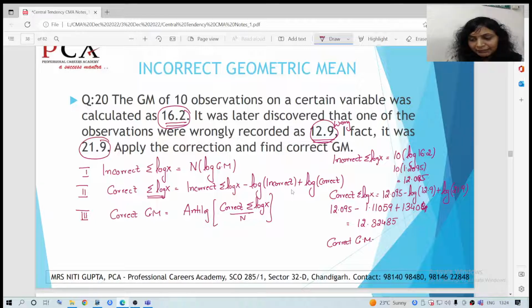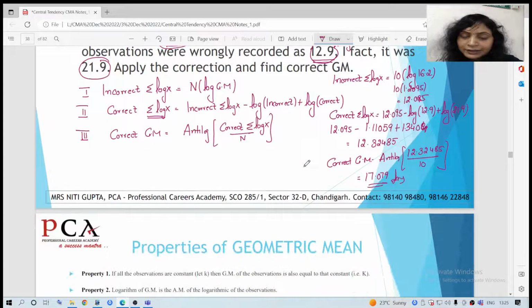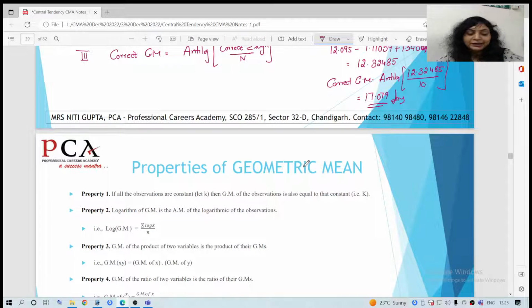So now we have to find out the correct geometric mean. The correct geometric mean is the antilog of the correct summation log x divided by the number of items. So we have divided this by 10. Now we have to find out the antilog. So divide, 227695, then plus 1, then multiply, equal to. So our answer is 17.079. Clear? So this is how to correct the incorrect geometric mean.